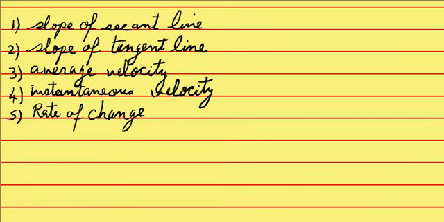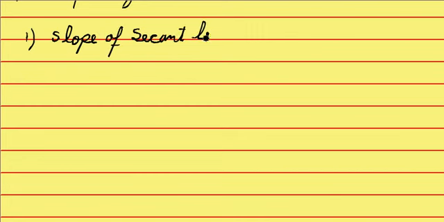Let's start with the slope of the secant line. So item number 1 is the slope of the secant line. What is meant by this? The idea is that we have a function given to us, and we want to figure out the speed at which it rises.